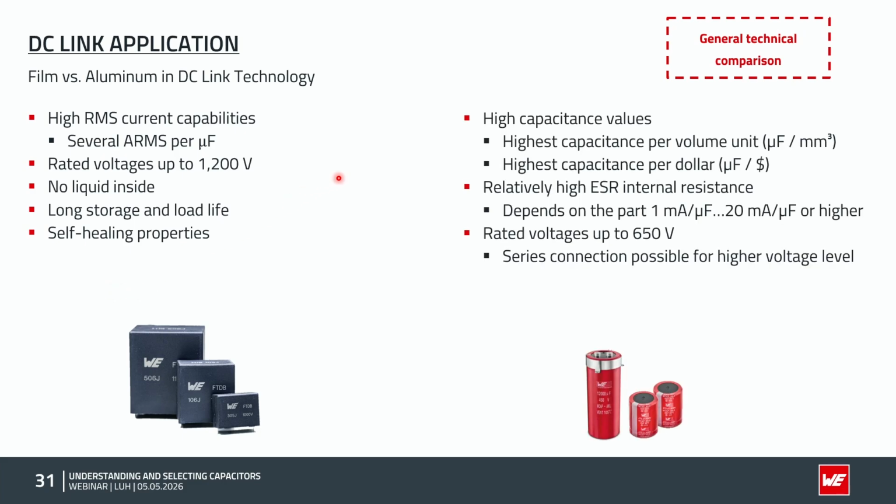If we speak about electrolytic ones, we have the highest capacitance per volume and also the highest capacitance per dollar. But the disadvantage is a relatively high ESR, which leads to an increase of temperature inside, and therefore also limits the ripple current capability of these parts. Another disadvantage is the rated voltage of 650 volts maximum. So if you have higher voltages, you need to connect them in series, which gives you some benefits, some disadvantages for sure.